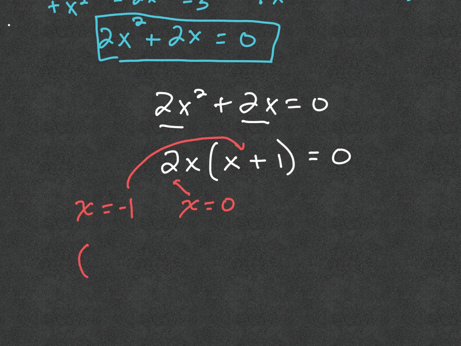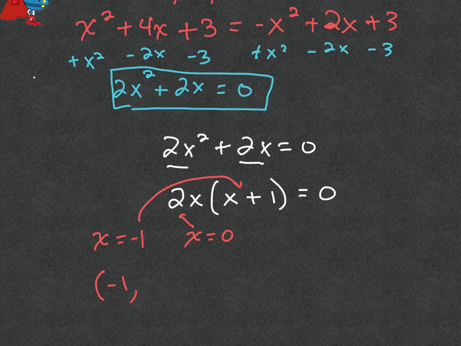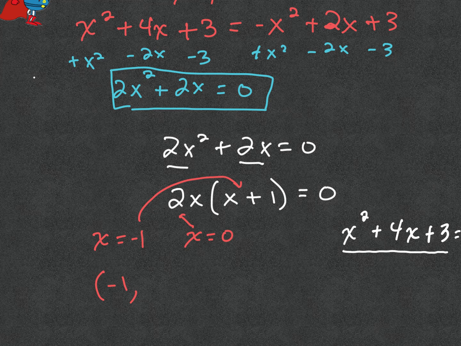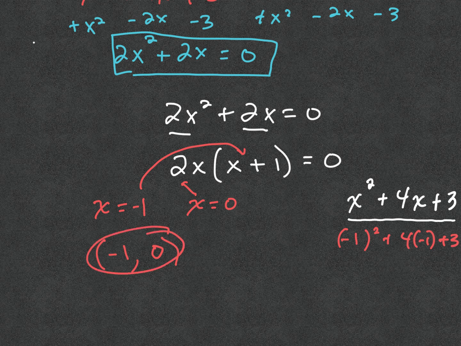Now let's put negative 1 back into one of the equations: x squared plus 4x plus 3. Why am I using that? I'm using that because the x squared is positive and I don't want to make mistakes, so I want to use the equation that's positive. When I do that, what do I get? When I put in negative 1, I get 0. Negative 1 squared plus 4 times negative 1 plus 3 is equal to 0. Great. So I have a point, negative 1, 0.